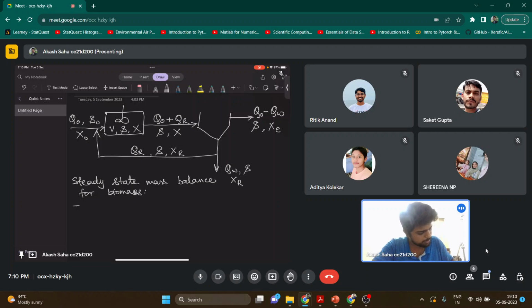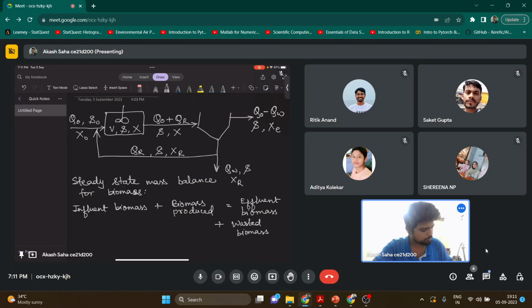So first will be my influent biomass plus whatever biomass has been produced in the system. In the system means I am talking about the aeration chamber, which will be equal to my effluent biomass plus whatever has been wasted biomass. Okay, so what will be my influent biomass?